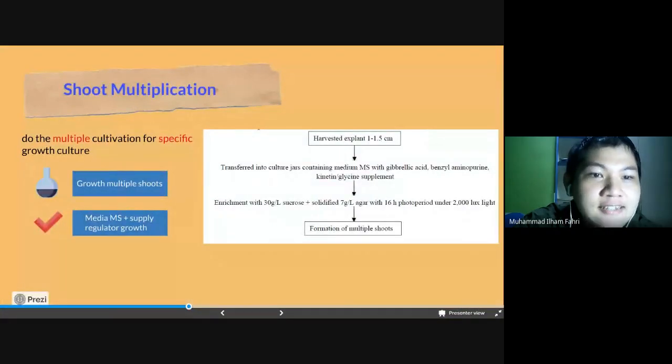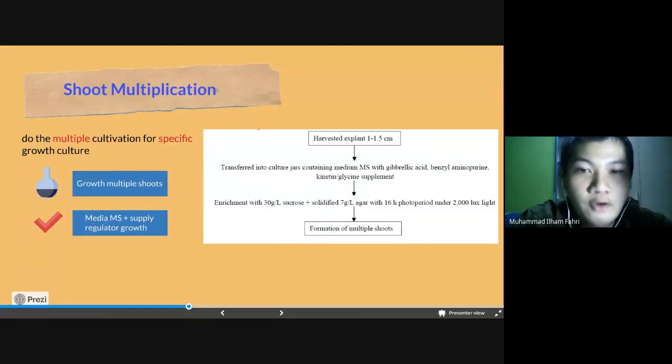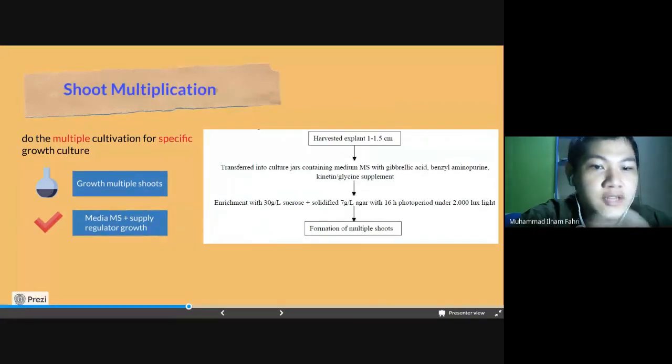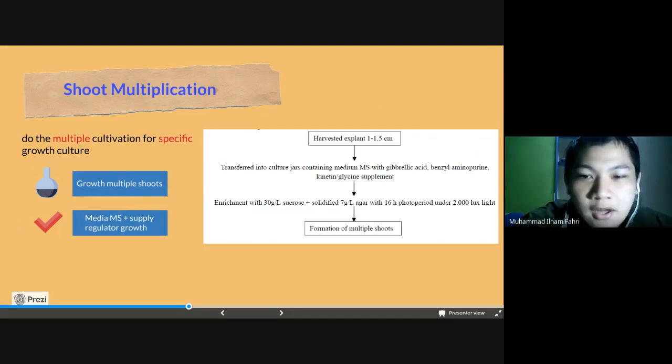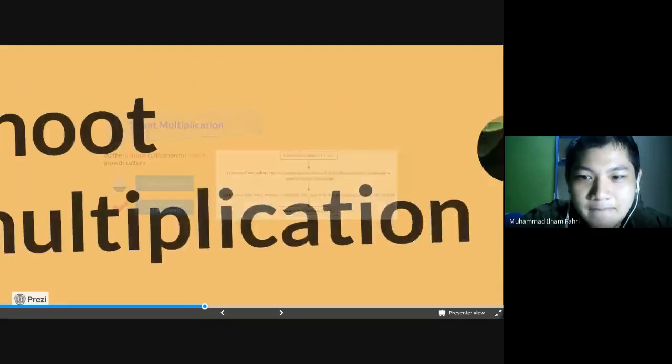The third is shoot multiplication. After we get the explant in the medium, we do the multiple cultivation for specific growth. It means the differential cell. So the key is to grow multiple shoots in MS media plus growth regulators. So we want to get the specific result, so we have to supply growth regulators. This is the explanation about the flow chart for this stage. Next.